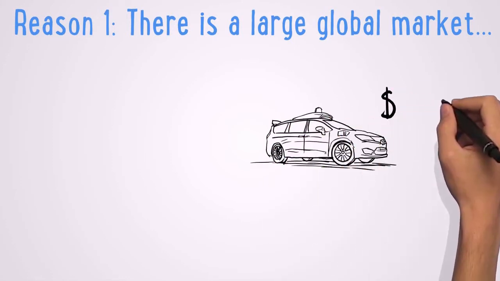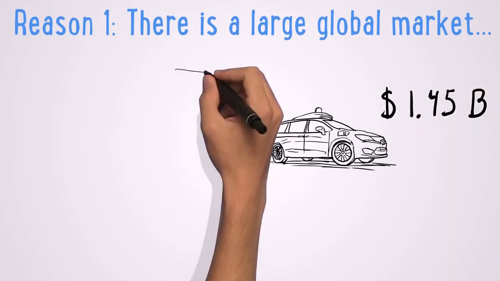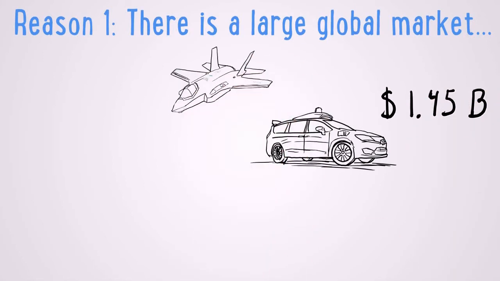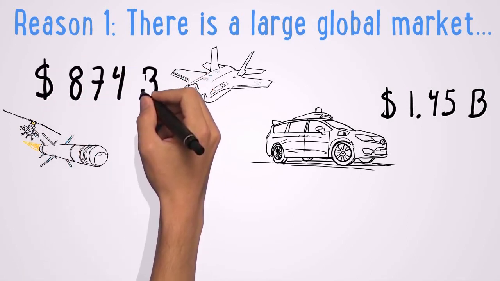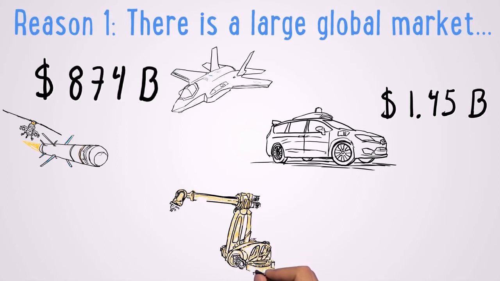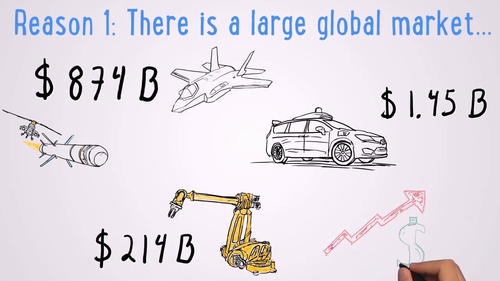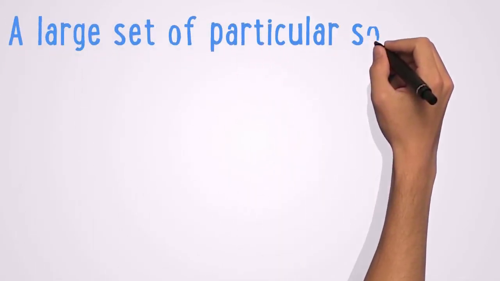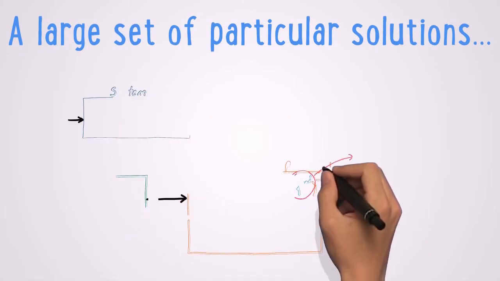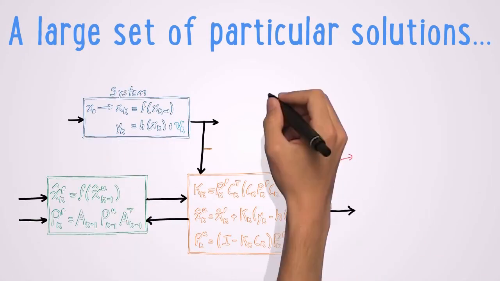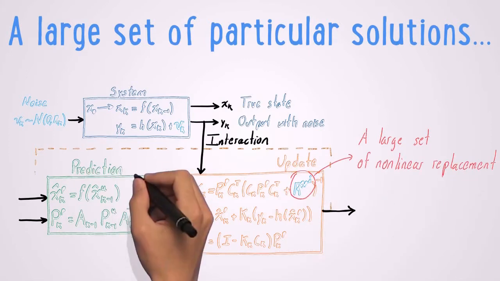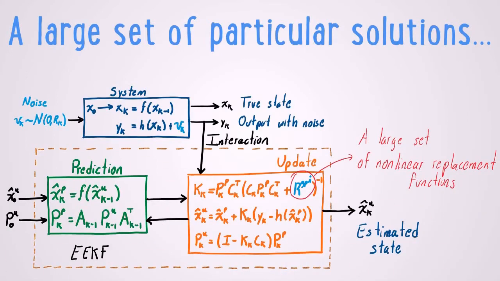For example, in 2020, the autonomous cars market size in the US was $1.45 billion. The aerospace and defense industries in the US amounted to $874 billion in total revenue in 2020, and the global market for industrial robotics is expected to grow to $214 billion by 2030. Thus, the Evolved Extended Kalman Filter has the potential of being patented. In addition, our method can produce a large set of patents, one for each of the nonlinear functions obtained for a particular system.